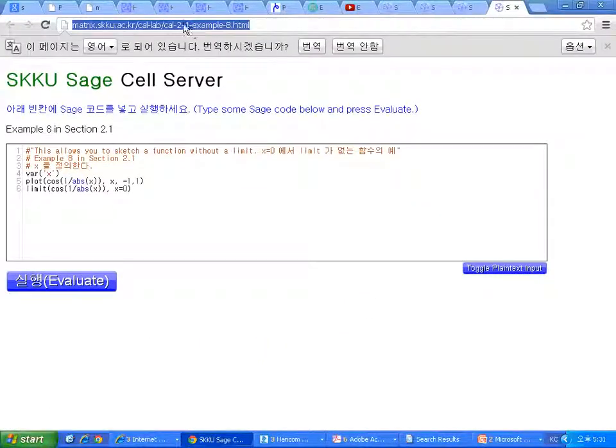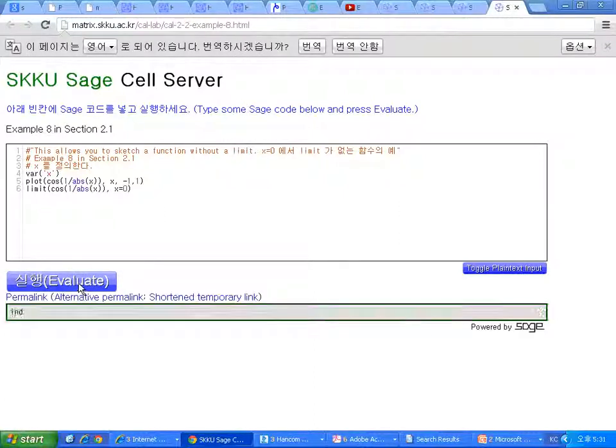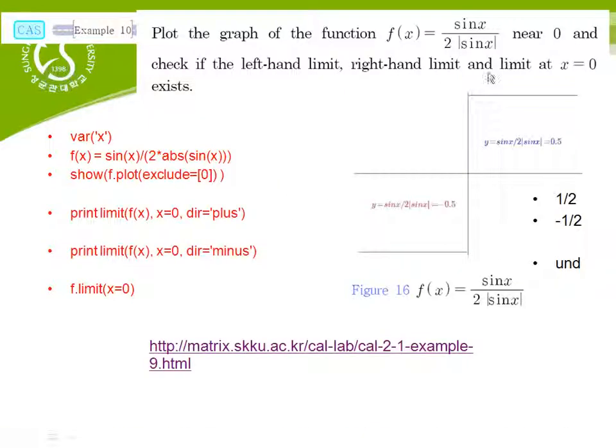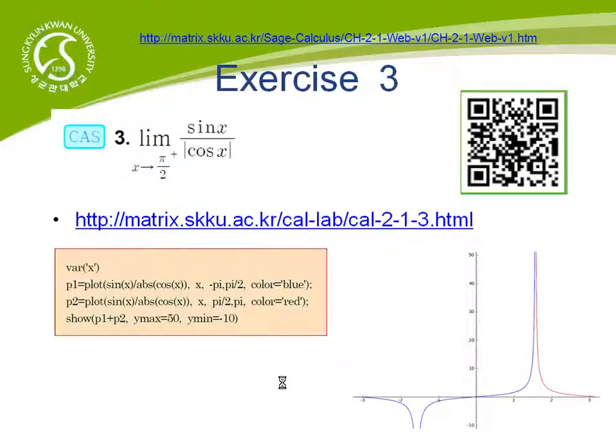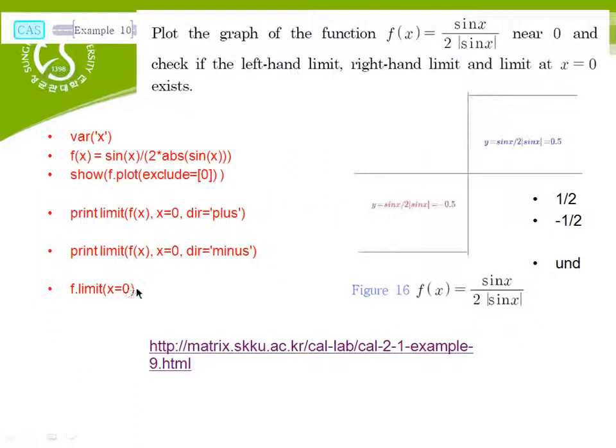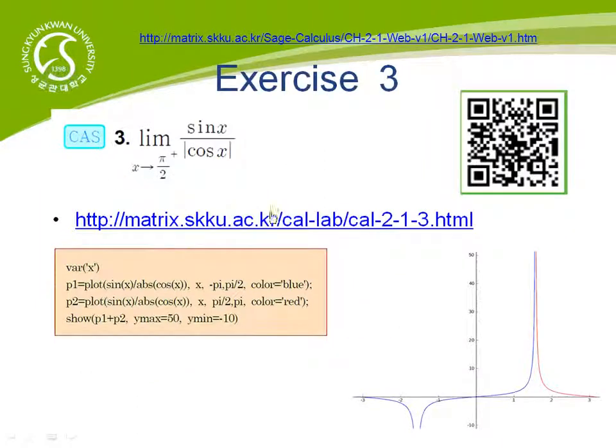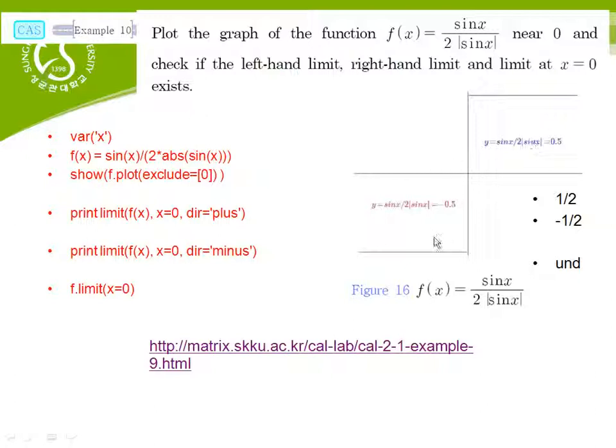This may not be right. Cosine of 1 over epsilon. This is a different one. I made a wrong copy of it. In this case, I can copy this command to draw this graph. Okay. Anyway, as you see, this graph is a step function like this.